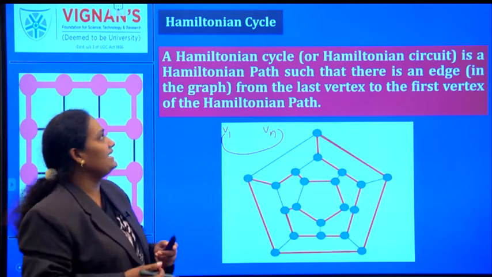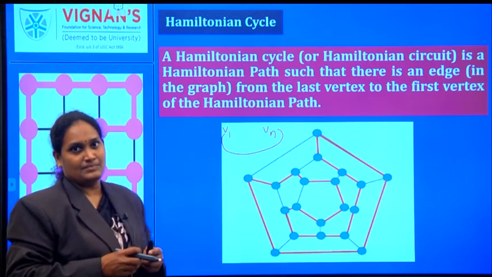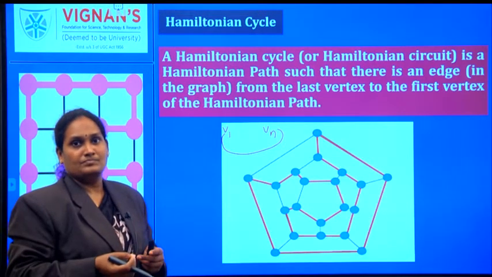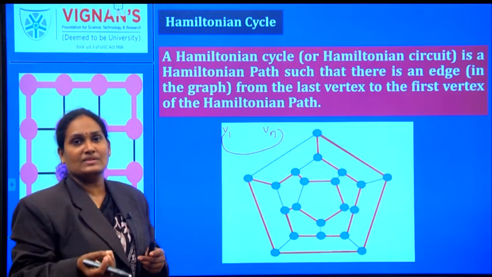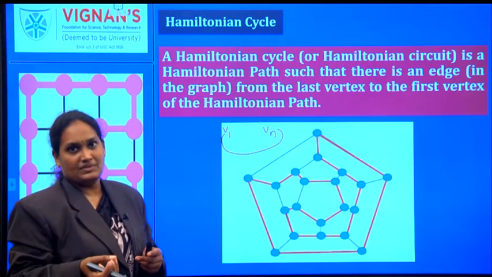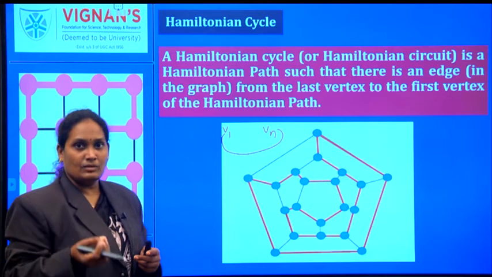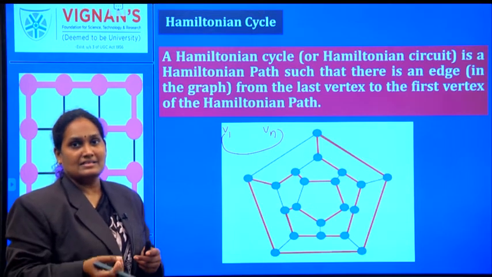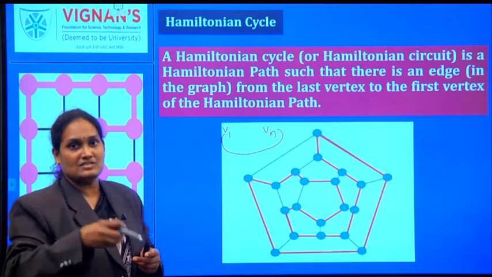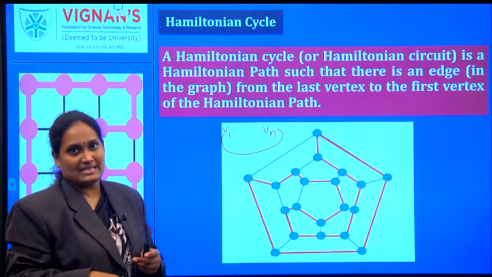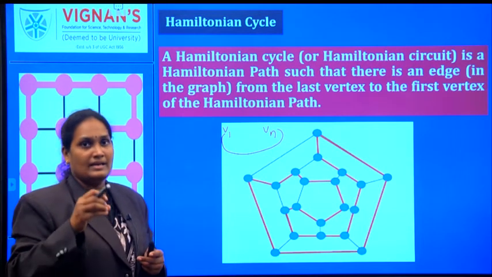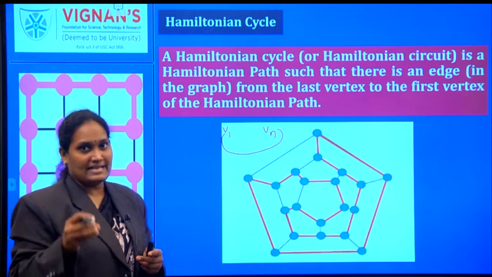Now, we can define a Hamiltonian cycle as a path which starts and ends with the same vertex. We can say that a Hamiltonian path which starts and ends with the same vertex is called a Hamiltonian cycle. So here also it should start with a vertex and end with a vertex.